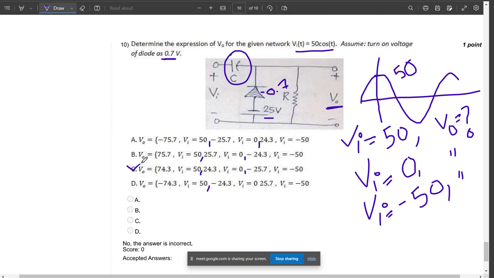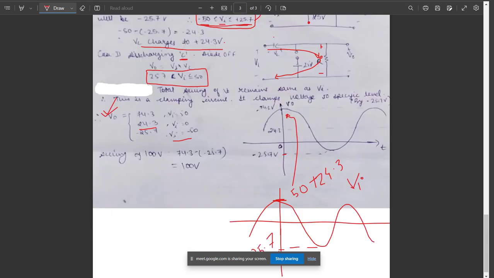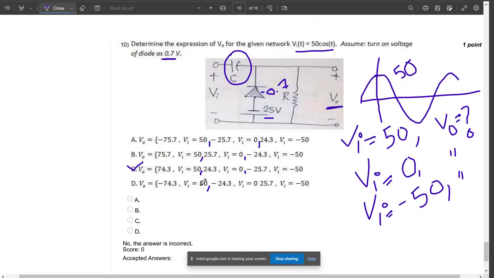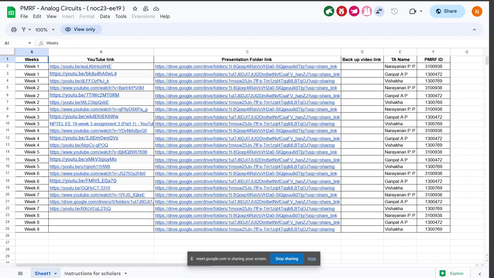So option C is the correct one. You can also feel like option B is the correct one, right? But you have to keep a look at the values 25.7 and 24.3. Don't get confused between them. Don't get confused between the polarities of the capacitor and the diodes. Okay, and apply KVL and KCL, and you will be able to find the values.